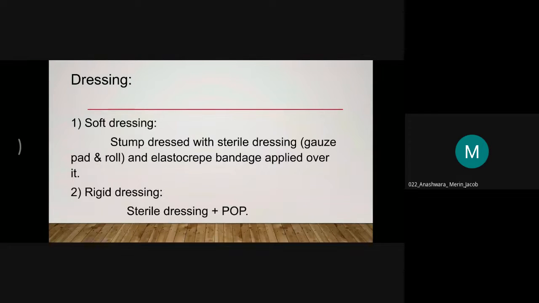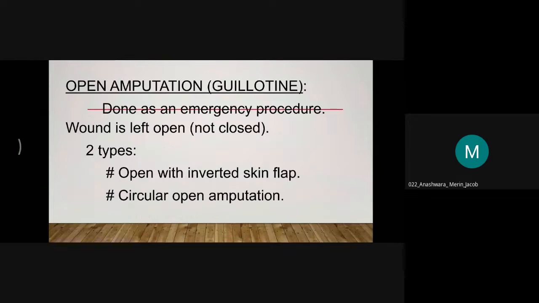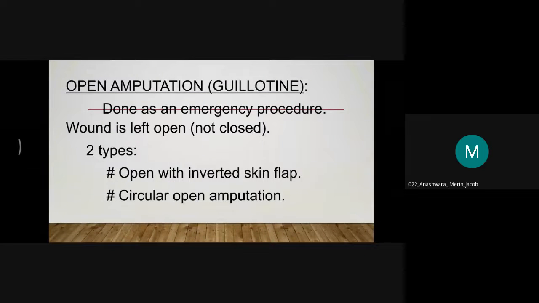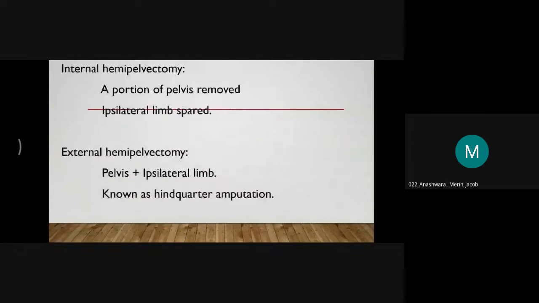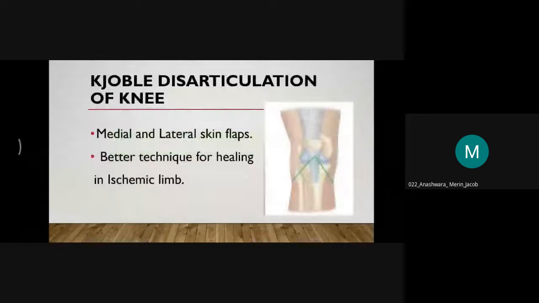I didn't understand the open with inverted skin flap and circular open amputation, sir. It's okay, I will tell you. Open with inverted skin flap means if we are doing an amputation, we leave a flap. Are you aware of the flap? Let me tell you. See, here you have a flap. The bone is amputated, the muscle is amputated. You have a flap in the posterior aspect which is hanging down.